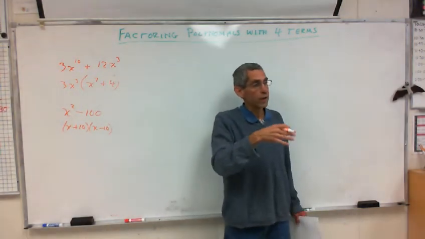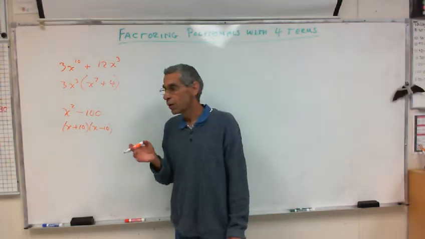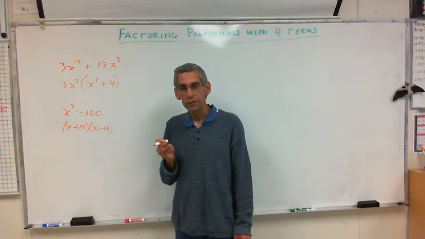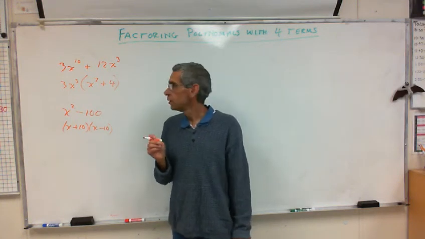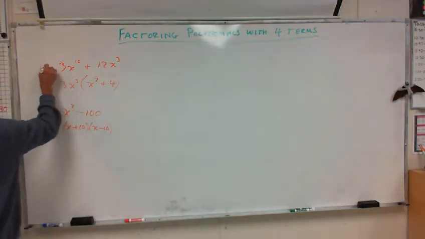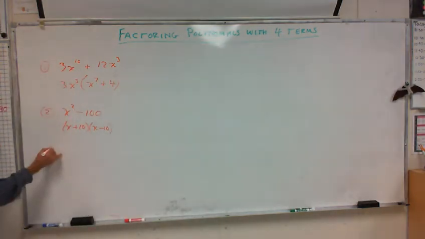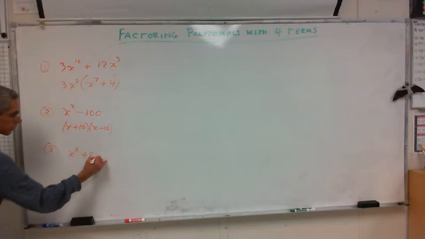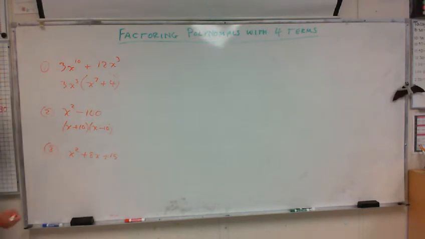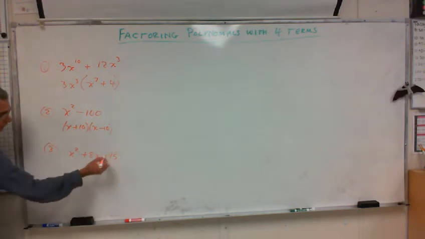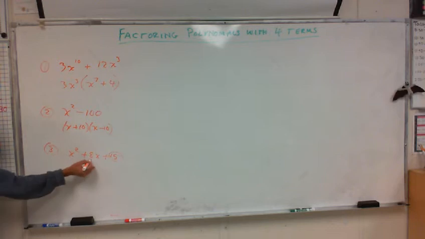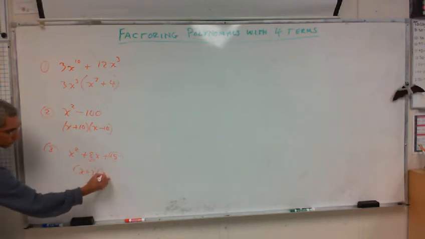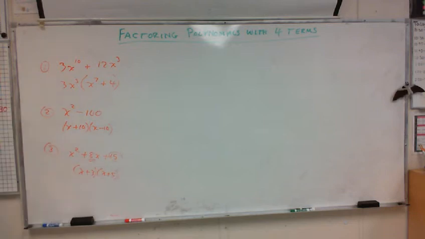And then you know how to factor a trinomial when there is nothing in front of the x squared, right? So this was one example, this was 2, then a trinomial, x squared plus 8x plus 15, right? Factors of 15 that add to 8, right? So it'd be x plus 3 times x plus 5, okay?